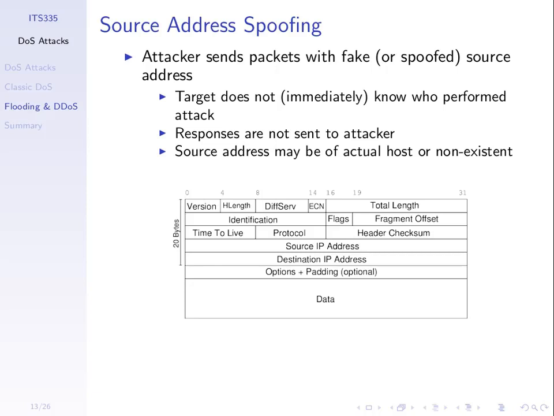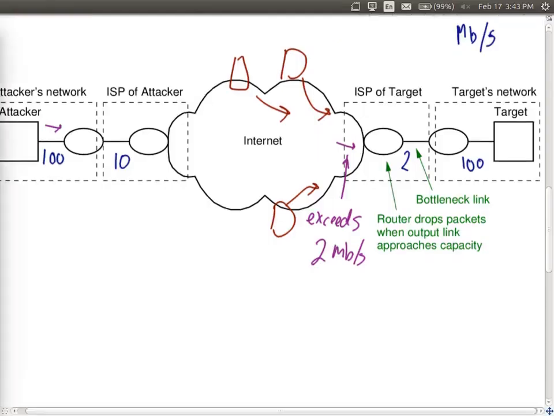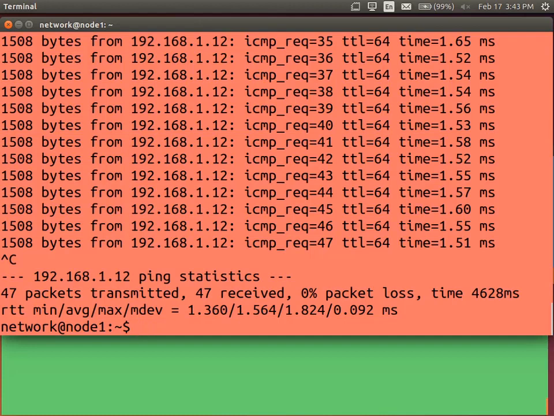The other benefit for the attacker is the responses are not sent back to the attacker. The responses are sent to the fake address. Let's see. We'll show you how to set a fake source address and see it take place when we use a ping.